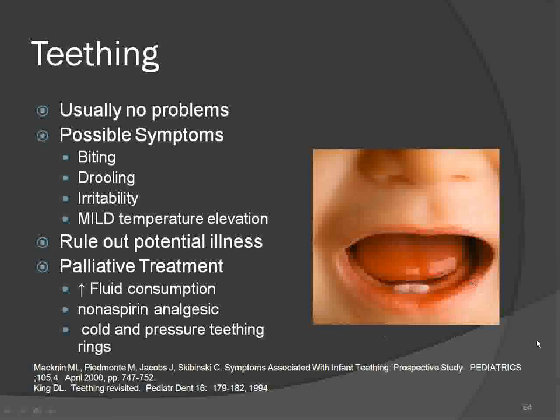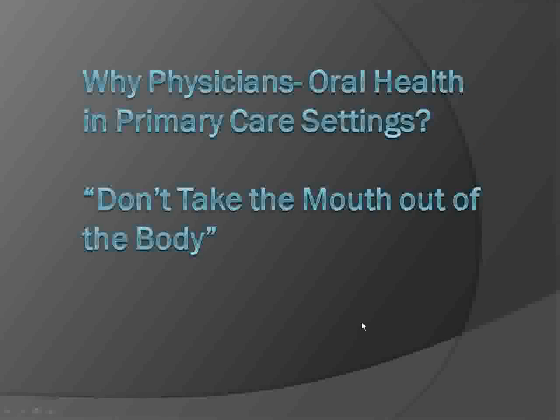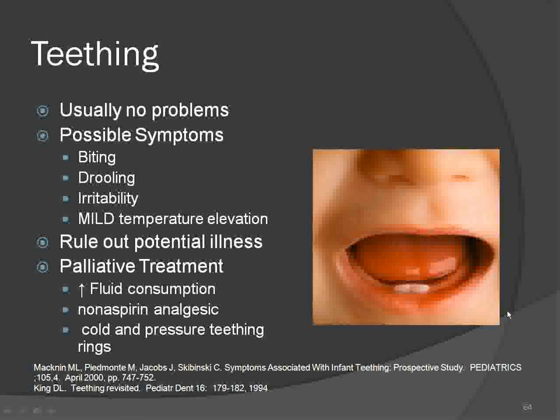Now, what can you do for teething? We usually recommend some pressure, cold pressure teething rings, a non-aspirin analgesic, and increased fluid consumption. Another recent change is that benzocaine, or the Orajel that contains benzocaine, is not recommended for children under 2 years of age, so that should not be recommended. However, there are some new products on the market that do not have the benzocaine in them.